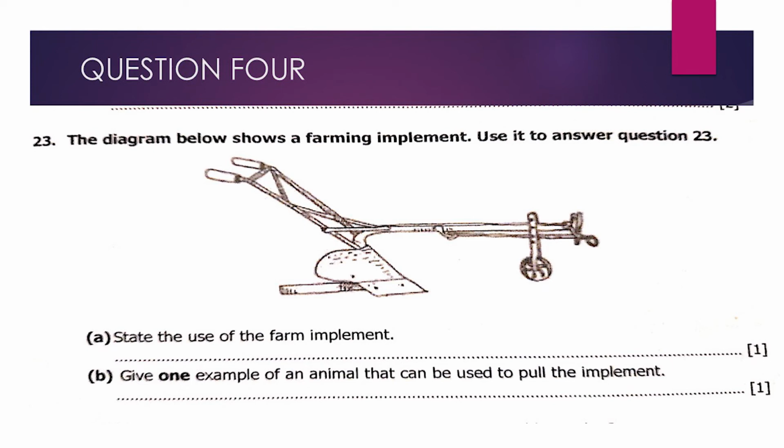Then for our part B, give one example of an animal that can be used to pull the implement. When an animal is pulling an implement, it is called draft power. So the animals which can be used for draft power are donkeys, horses, and oxen.